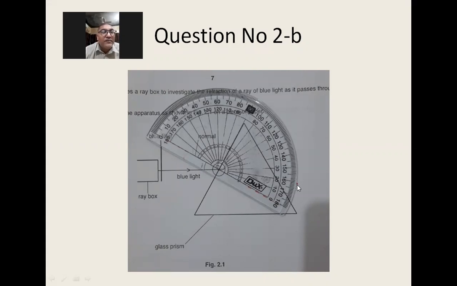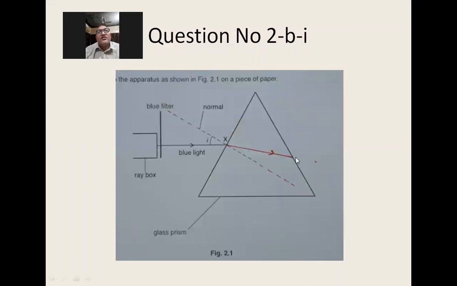So I put a dot on the paper. So I will join this with this point. Okay. So you can see here, I have joined these 2 points. So this will be the refracted ray.